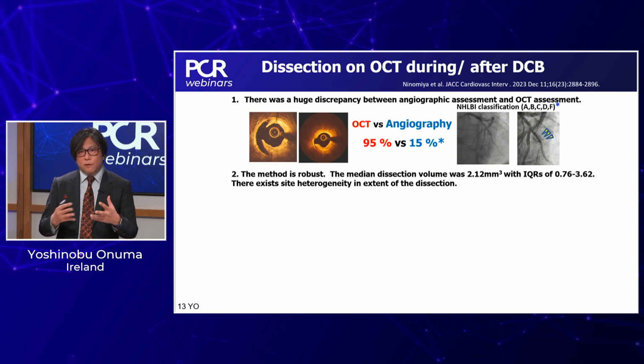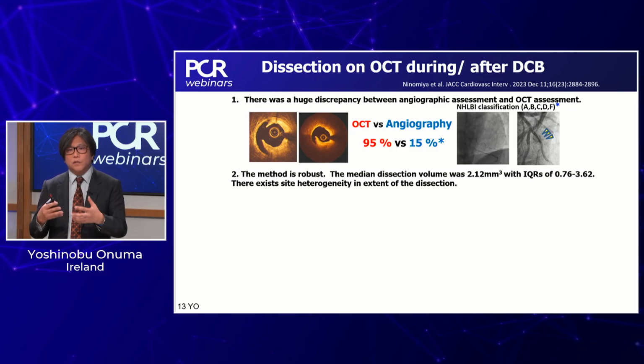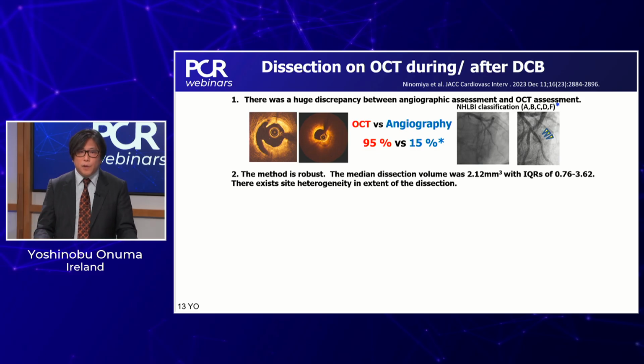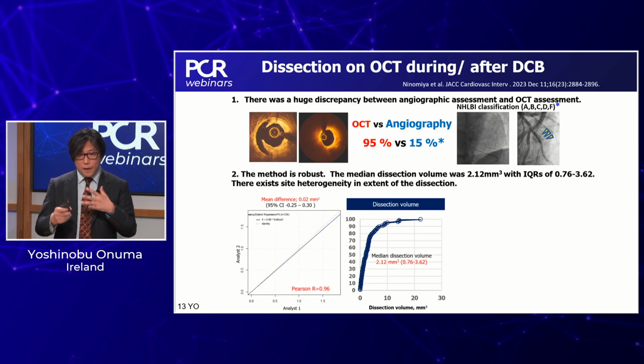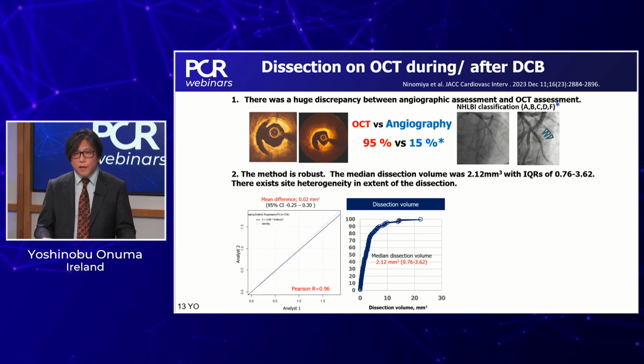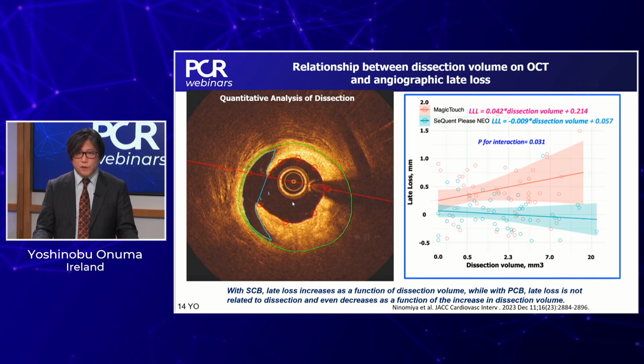So what we have found in this Transform-1 study was that if you do OCT during the DCB procedure, you will find the dissection in 95% of the cases. On angiography, it was detected only in 15% of the patients. The method of the OCT measurement of the dissection volume was very robust with very reproducible measurement. There was some variation in the dissection volume according to the investigator sites, reflecting the behavior of the investigators.